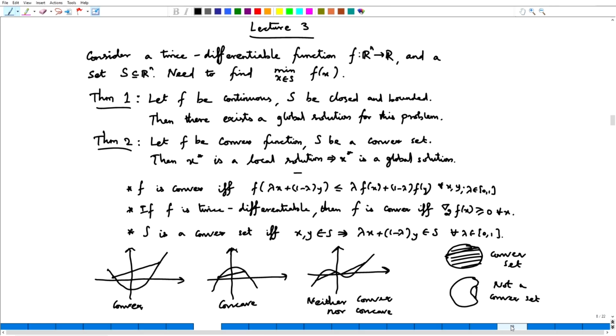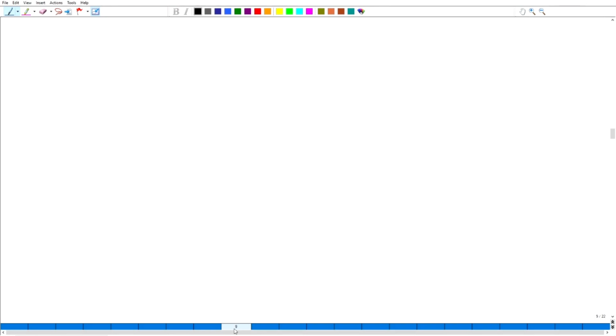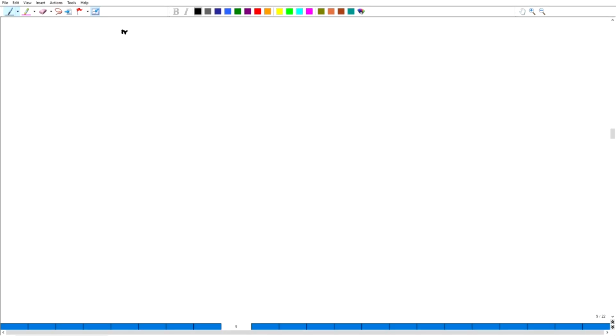Okay. Right. So, with this, let us go to the next question. Note that we are actually looking at the problem min f of x subject to x in S. So, we have a few characterizations based on whether the solution that we are looking for is a global solution or a local solution, or whether a solution itself exists for a given problem. Okay.